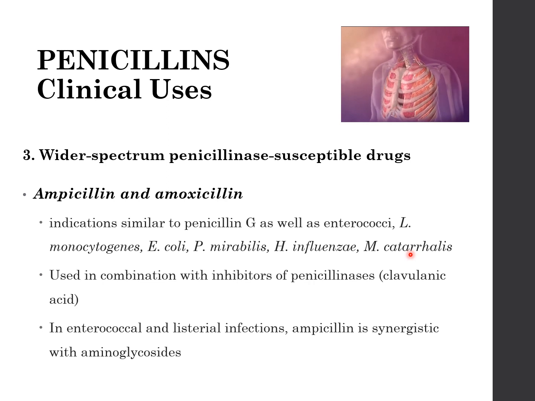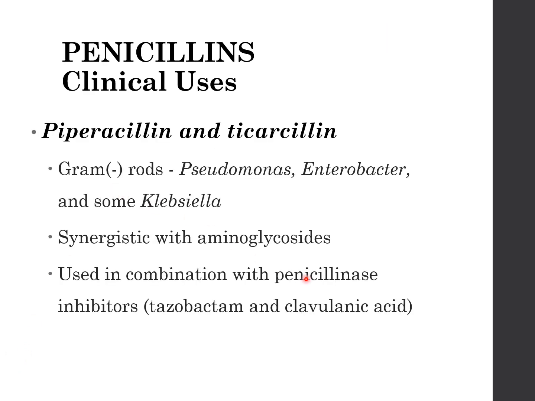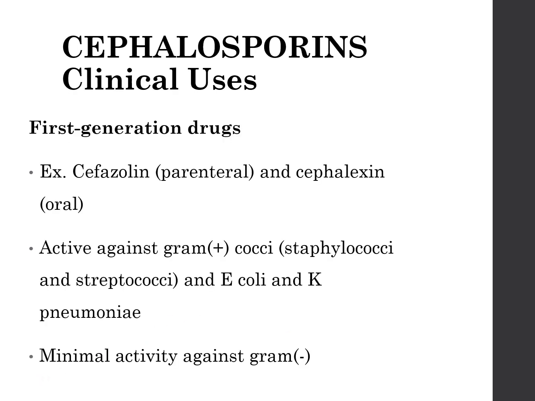It is wise to use it in combination with inhibitors of your penicillinase, like clavulanic acid. In enterococcal and Listeria infection, ampicillin is synergistic when added with an aminoglycoside. Piperacillin and ticarcillin are very good for gram-negative rods, like your Pseudomonas, Enterobacter, and some Klebsiella. They work synergistically with aminoglycosides, and are used in combination with penicillinase inhibitors such as tazobactam for piperacillin, or even clavulanic acid.